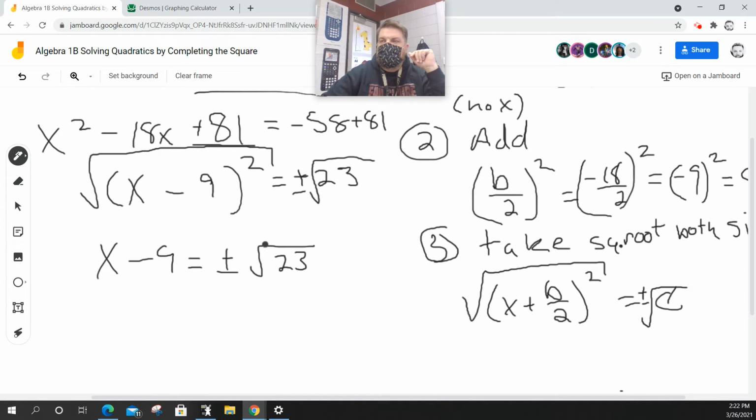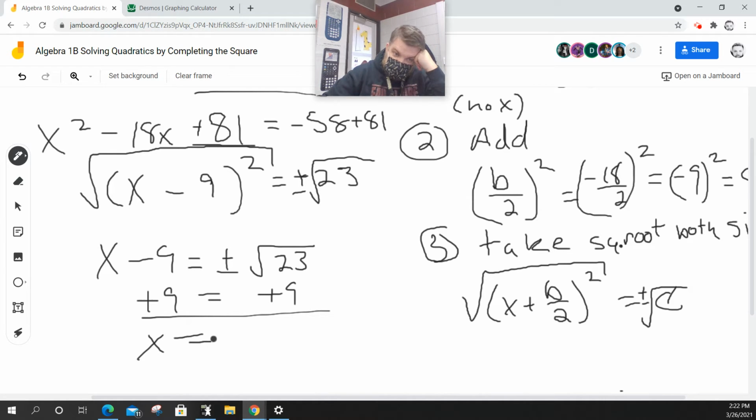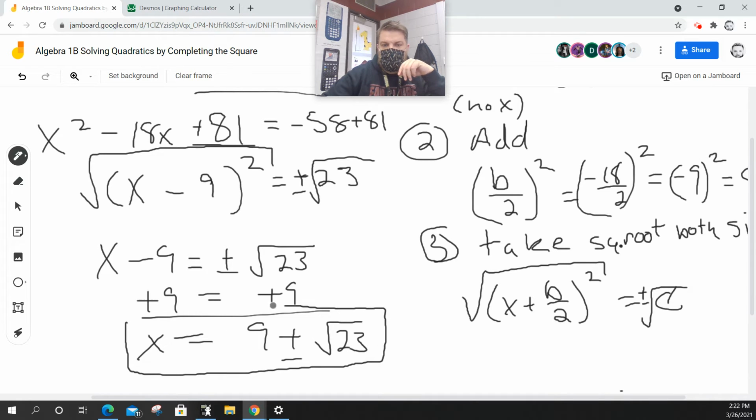What do we do next? Gotta get x by itself. How do I do that? Well, we're going to add 9. I think what you're saying is you're going to add or subtract to the 23, but you're getting one step ahead of me. So x then equals 9 plus or minus the square root of 23. And we're just going to stop there for now.